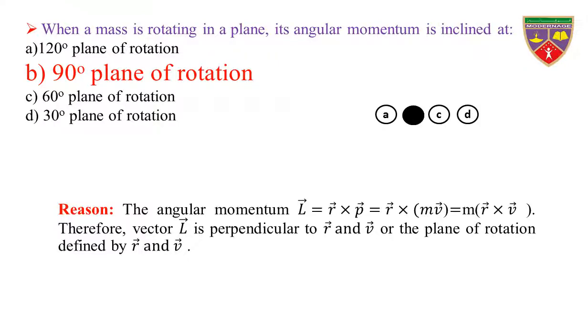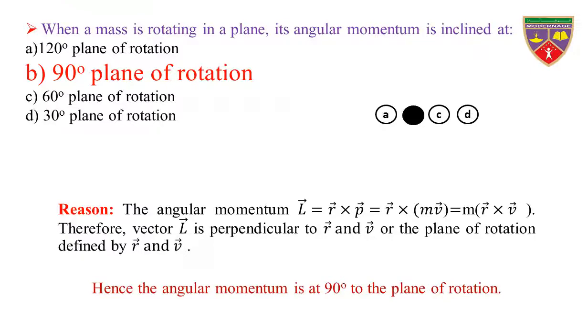Reason: the angular momentum L vector is equal to R vector cross P vector, where P is the linear momentum, which is equal to M into R cross V. Therefore, vector L is perpendicular to R and V of the plane of rotation defined by R and V. Hence, the angular momentum is at 90 degree to the plane of rotation.